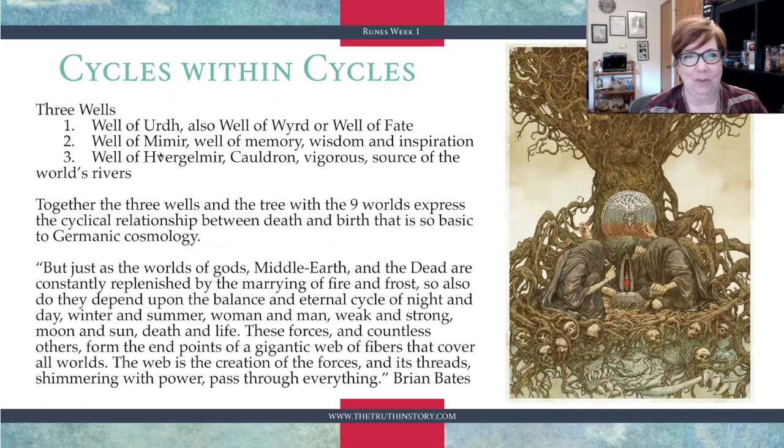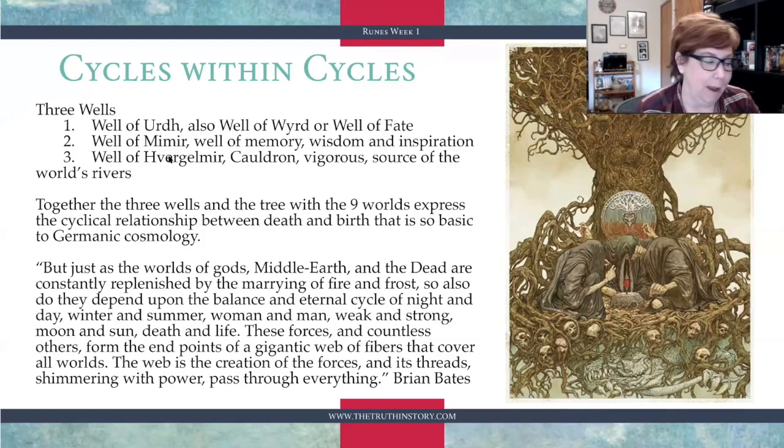The other thing is the cycles within cycles. The 3 wells is a very common thing. So the number 3 and the number 9, this is part of the reason why I pull 3 or cast 9 all the time, because these are powerful numbers, and 9 is 3 plus 3 plus 3. But we do have the 3 wells: the well of Wyrd or fate, the well of memory and wisdom and inspiration, and then the cauldron that is sort of the source of everything. And all of these energies were interchanging and moving and flowing together.